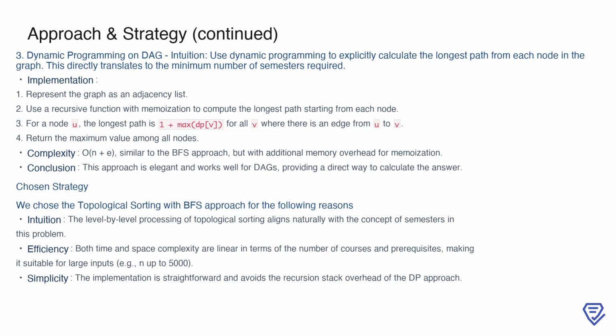This approach shares the same time complexity as the BFS method, O(n + e), but it has additional memory overhead due to memoization. While elegant and well-suited for DAGs, it introduces recursion stack overhead, which can be a limitation in competitive programming scenarios. Ultimately, the BFS-based topological sorting method was chosen because it is simpler to implement and aligns naturally with the concept of semesters in this problem.